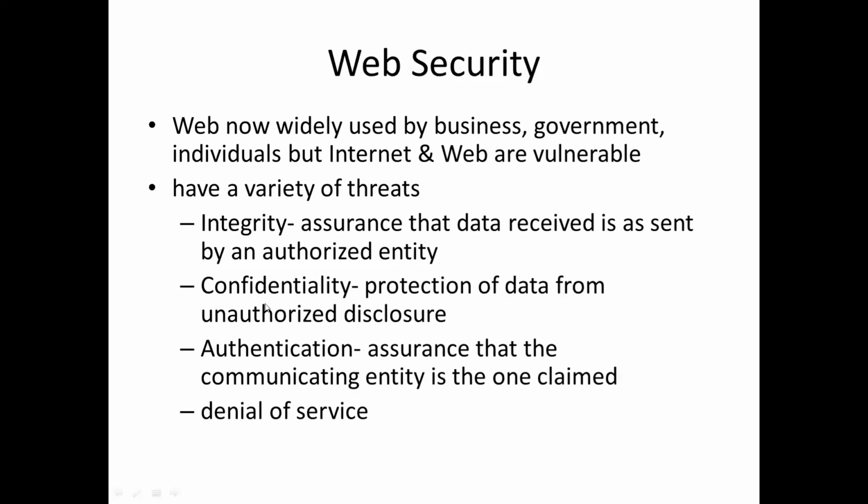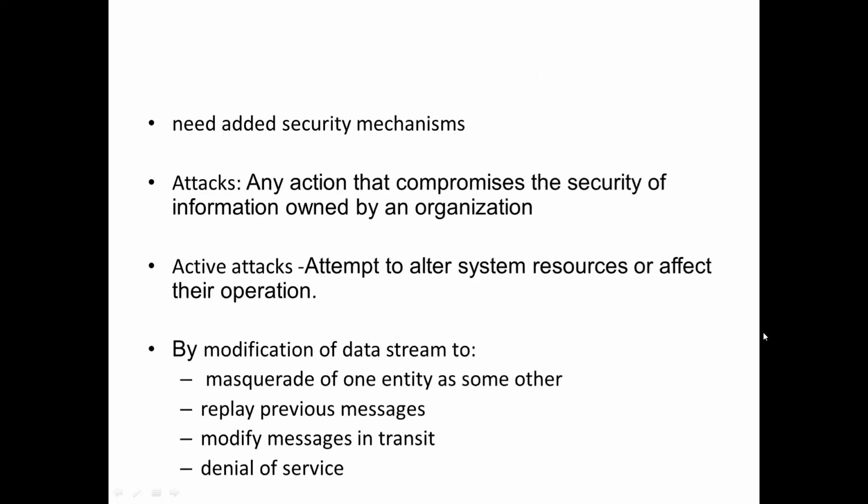Confidentiality: when two people are transmitting messages, the message should not be disclosed to anyone. That is called confidentiality. Then authentication, assurance that the communicating entity is the one who is claiming to be. And also we have threats related to denial of service. So you can have a number of threats in the web. How can we avoid this? We need some added security mechanisms.